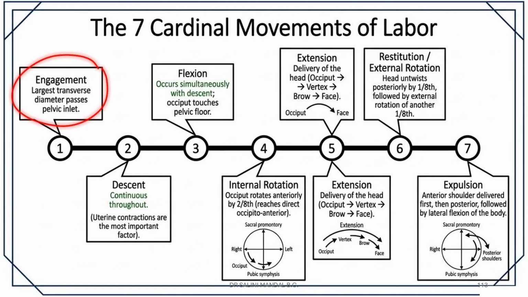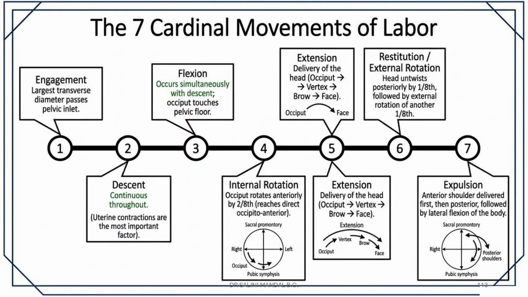First is engagement. The largest transverse diameter, that is the biparietal diameter, passes through the pelvic brim. Next is descent, continuous descent. Then when the fetal head touches the pelvic floor, there is flexion. After flexion there is internal rotation, where the occiput rotates anteriorly, after which we get an extension.